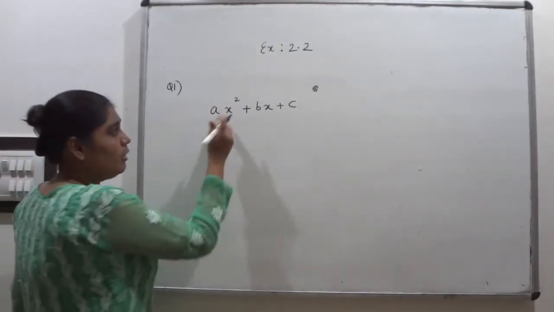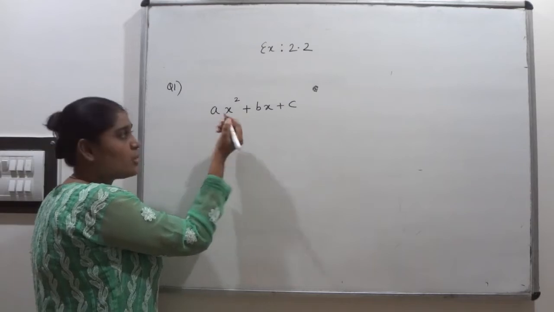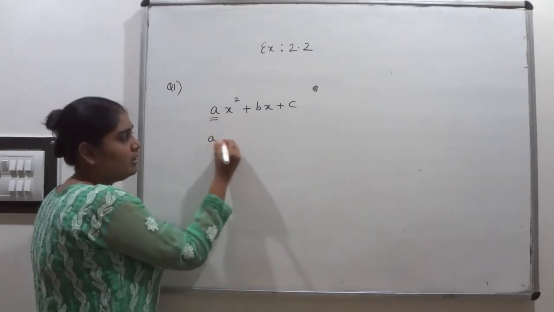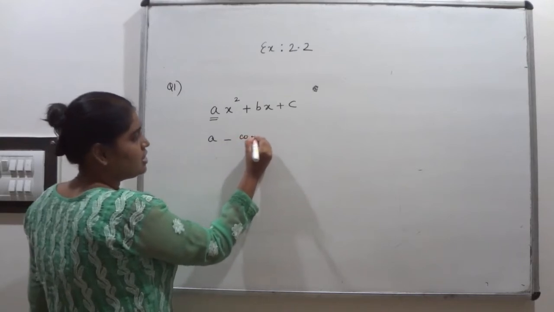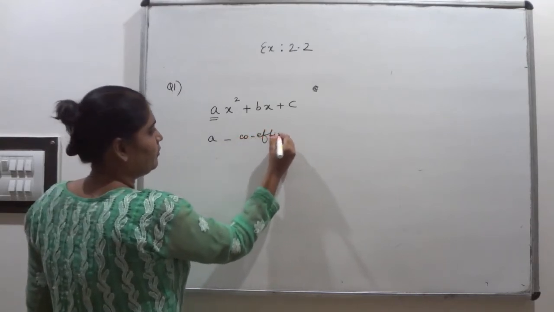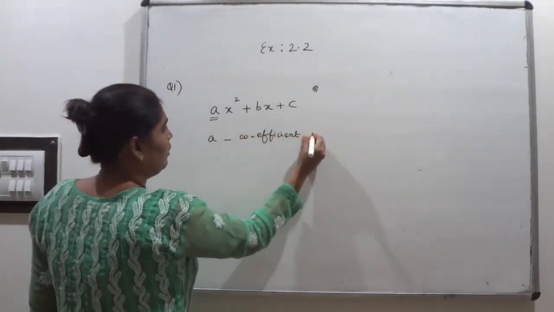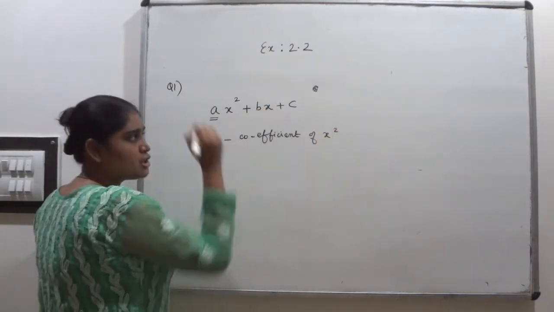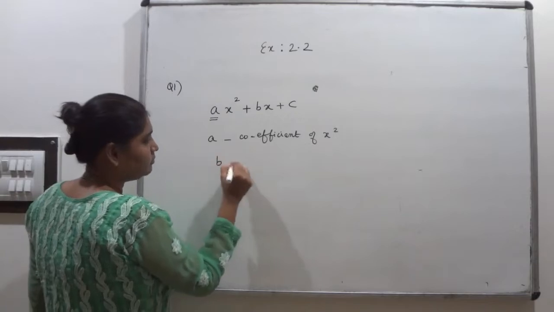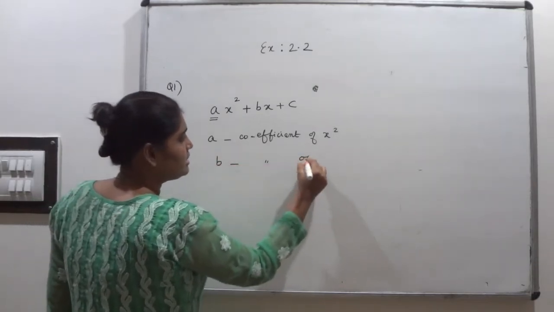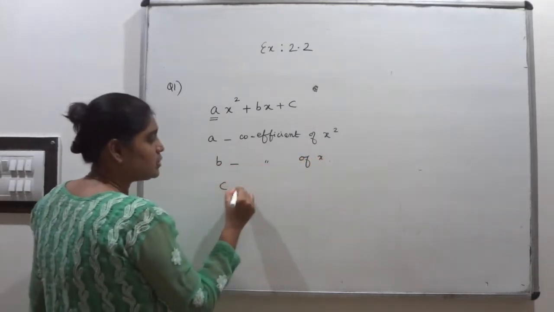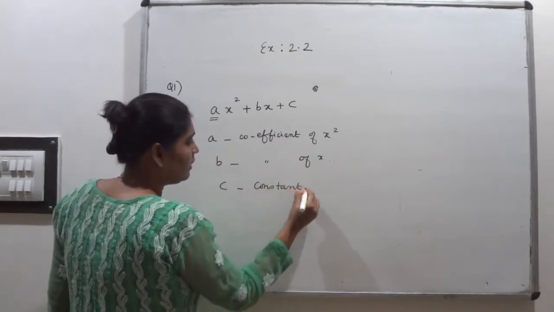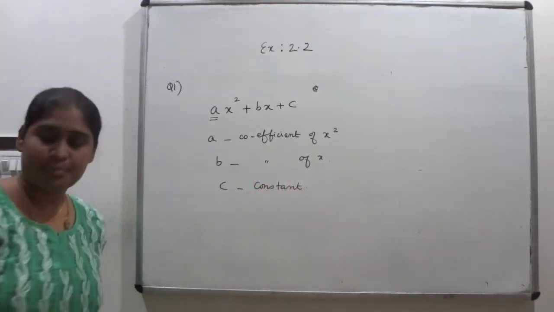For this one, what is the coefficient of x square? Look here, that is a. A is the coefficient of x square. The coefficient of x is what? B. And c is what here? Constant. We should know the relationship also.